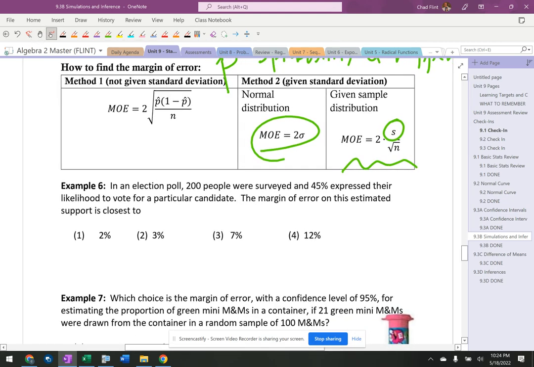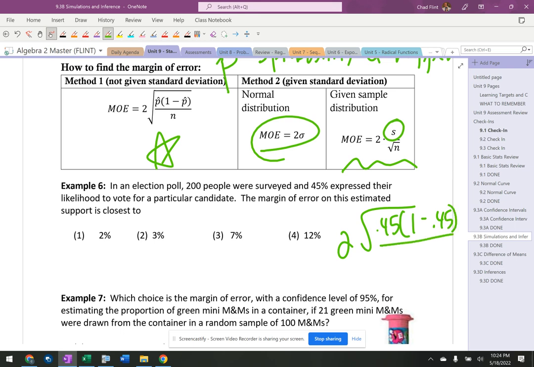All right, so in an election poll, 200 people were surveyed, 45% expressed a likelihood to vote for a particular candidate. The margin of error is closest to what? So I know the probability. I've got to use this one. All right, I don't have the standard deviation. So it's 2 times the square root of 0.45, 1 minus 0.45 over, n was what, 200?